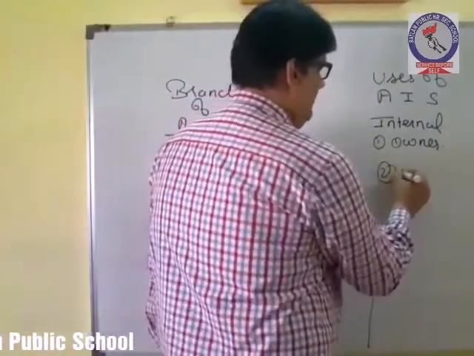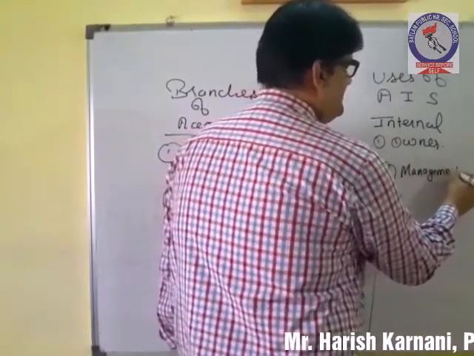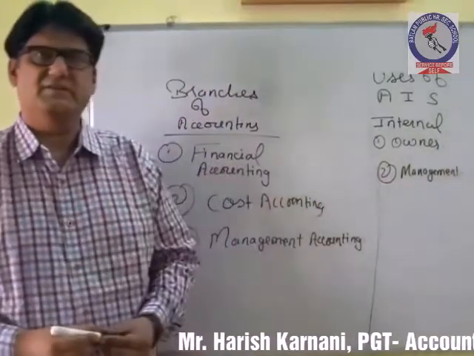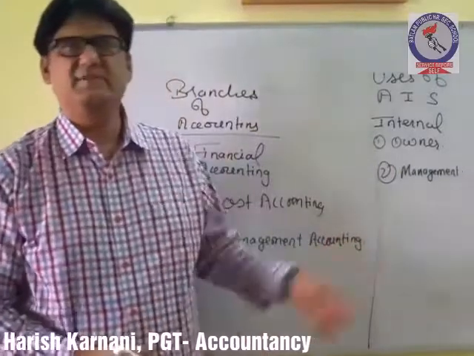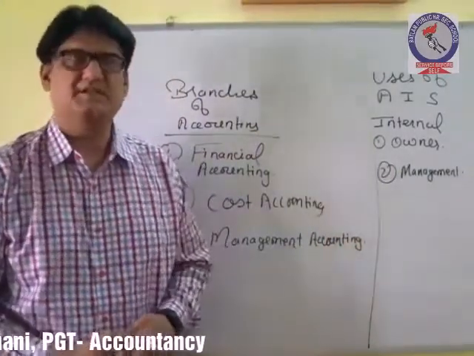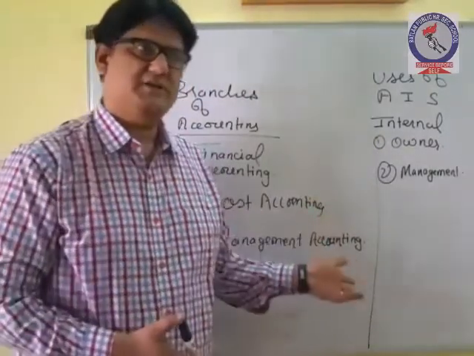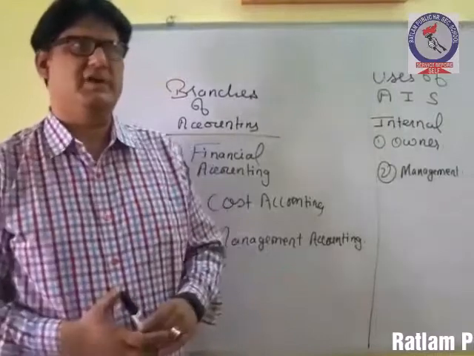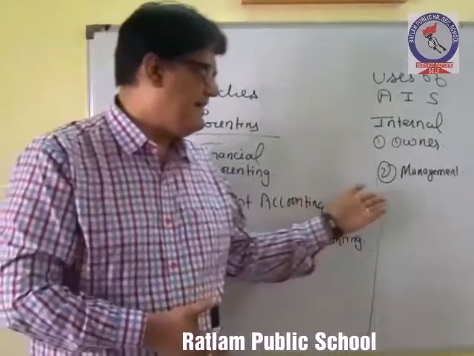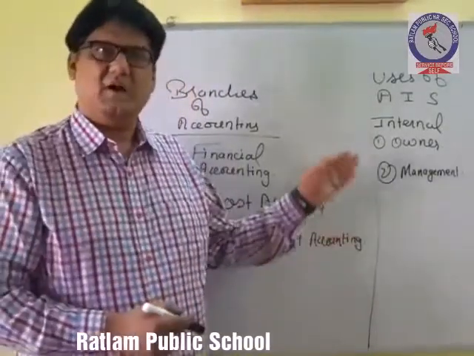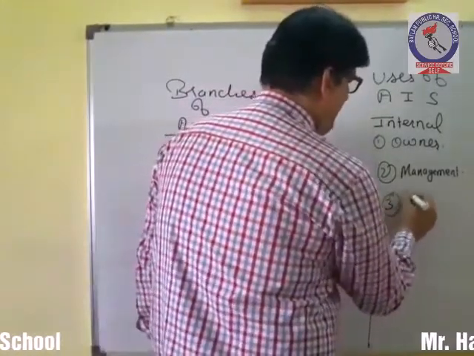Second, management. Management persons are interested in various information for making various decisions related with the growth and expansion of the business, determining the prices of the product, determining the cost of production, how to reduce the cost, where to invest the money. All this type of information they get from the various accounting books. Then comes employees.